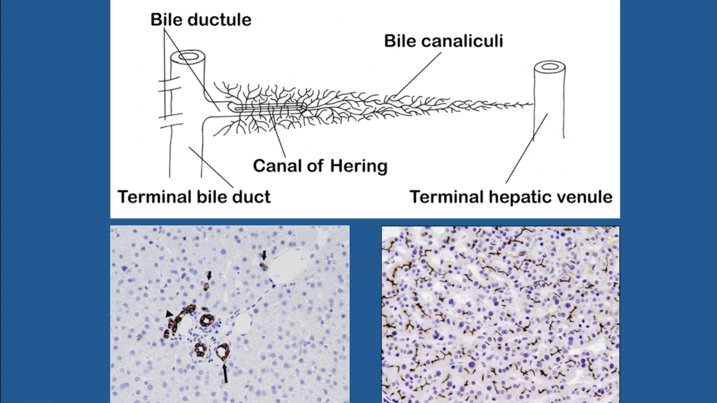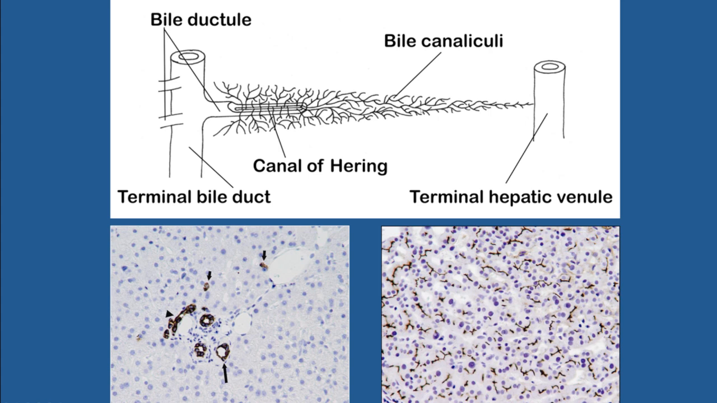And although we don't see all of this on a routine H&E, we do see these structures when we stain immunohistochemically for biliary cytokeratins. So this is a stain with cytokeratin 7, which is a biliary cytokeratin. And here you begin to see the ductules, you also see the canals of Hering, which are structures that are lined on one side by cholangiocytes, on the other side by hepatocytes. And so these cholangiocytes are lit up by the biliary cytokeratins.